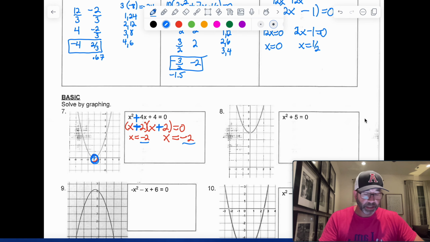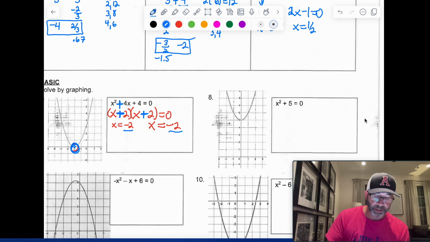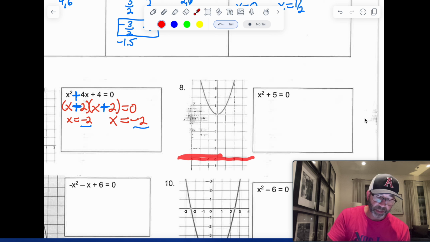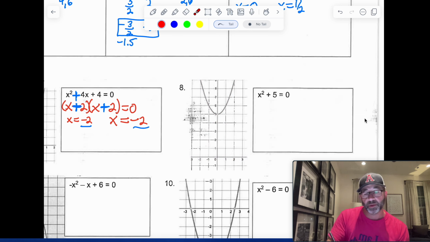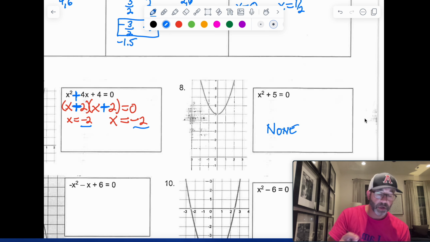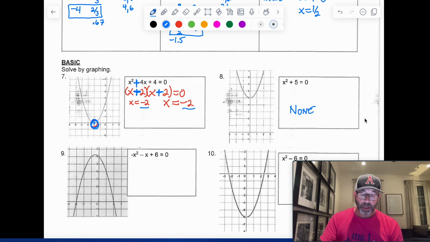All right, let's take a look at number 5. I'm sorry, number 8. What am I saying? Number 8. When we look at this, we're looking for where it hits the x-axis, and you can see right here that my graph, which is up here, doesn't actually hit it. There's this gap between there. So when the equation doesn't hit the x-axis, we said that there are none, because there's no solutions. There's no way that that actually hits the axis. All right, 2 more.